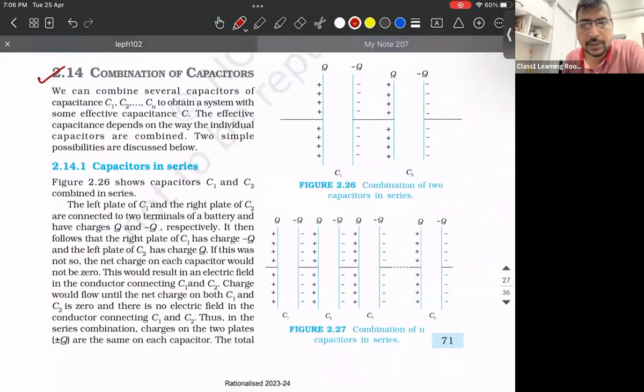So the next concept that we are going to see is combination of capacitors. When I talk about the combination of capacitors, we talk about two concepts. One is capacitors in series, and the second is capacitors in parallel. First let's talk about series. We say that the capacitors are connected in series when the charge on each capacitor is the same. If the charge on each capacitor is the same, then you can say that the capacitors are in series.